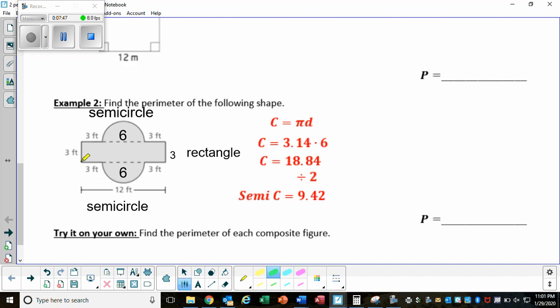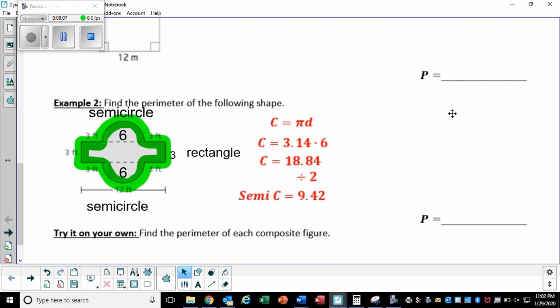So I want to make sure I get everything. So I'm going to do 3 plus 3 plus 9.42 plus 3 plus 3 plus 3 plus 9.42 plus 3. When you guys are highlighting, you should probably be writing the numbers down as you highlight. So highlight one side, write it down. Highlight the next side, write it down. Okay? Not as free on the computer.